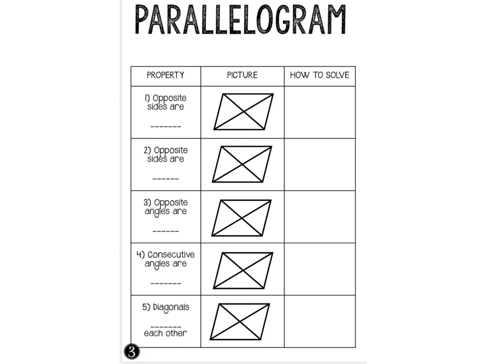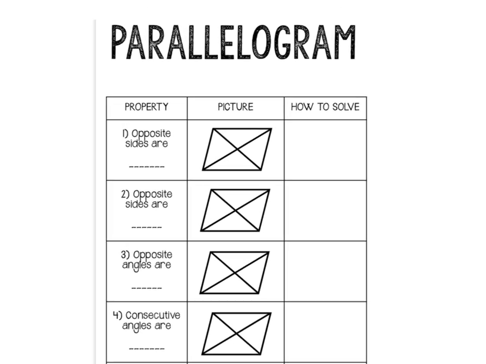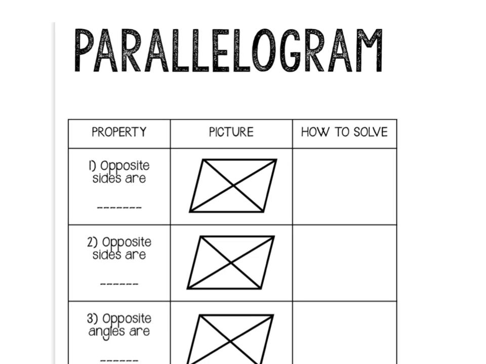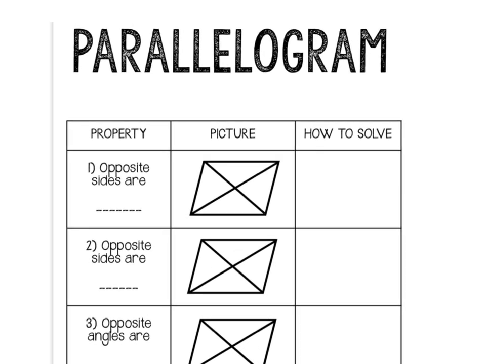So first we're going to talk about the properties of parallelograms, and we'll use these properties to solve problems about the parallelograms. So first off, a parallelogram, as we talked about before, is a quadrilateral where opposite sides are parallel. And that's the definition.